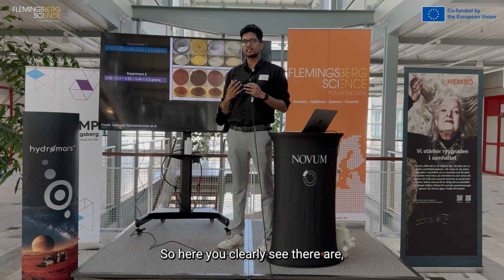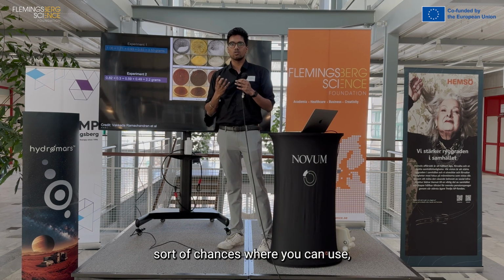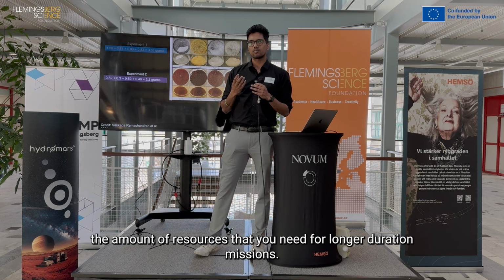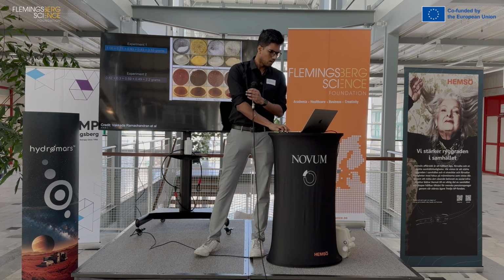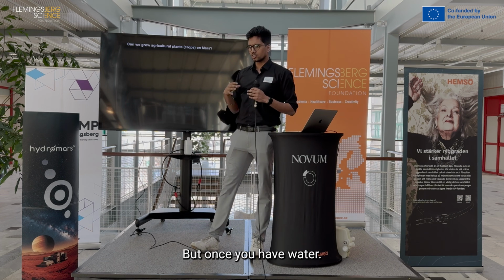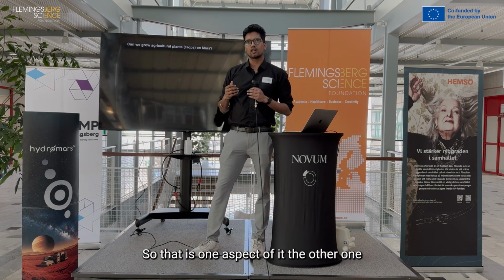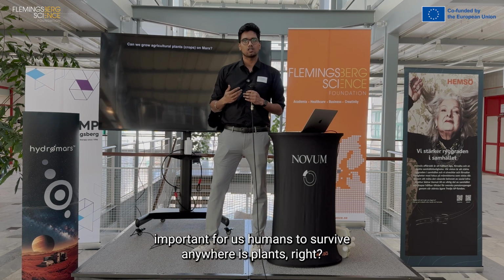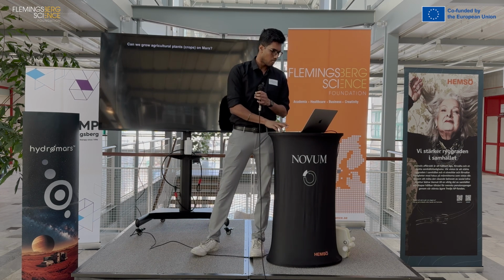So here you clearly see there are chances where you can use local resources to maximize the amount of resources that you need for longer duration missions. But once you have water, that is one aspect of it. The other important thing for us humans to survive anywhere is plants, right? Can we really grow plants on Mars?